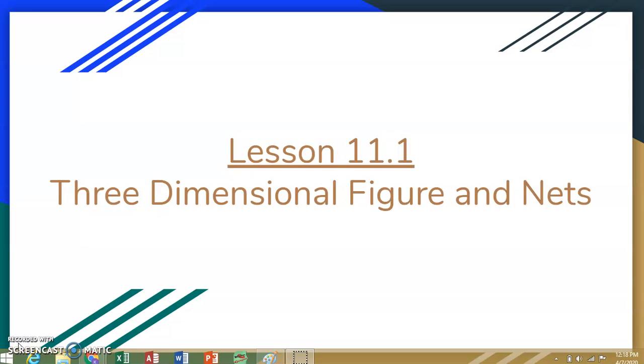Hey guys, today we're starting lesson 11.1 and we're going to be looking at three-dimensional figures and nets. This is starting our chapter on surface area and volume. So before we get into that, we need to understand three-dimensional objects and nets. The first thing we want to ask ourselves before we really get into this lesson is, what's the difference between a two-dimensional figure and a three-dimensional figure?